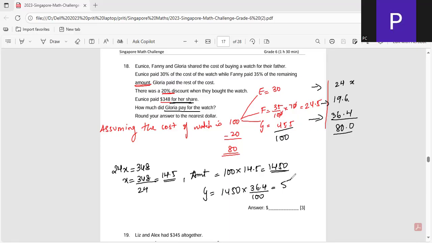So Gloria paid 527.8. Since we have to round it off to the nearest dollar, it'll be $528. So Gloria paid $528 for the watch. Let's move on.